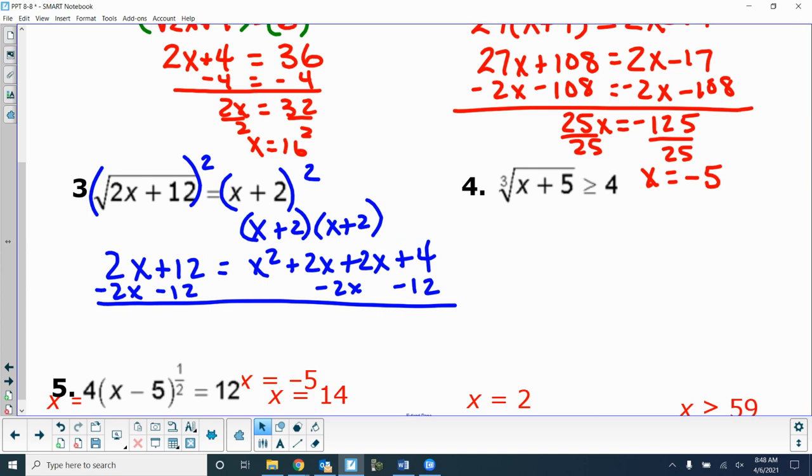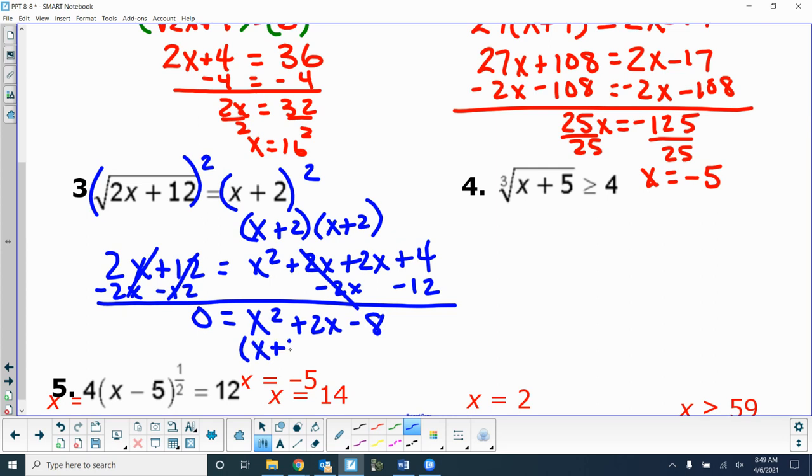Okay, so I got 0 on the left. Oops, go back to my pen. And I got x squared. And those are gone. That's why it's 0. And these will cancel, so I just got a 2x, right? And what's that, -8? So that would be x plus 4 and x minus 2. Multiplied gives me -8, added gives me 2. So my two answers are -4 and +2.